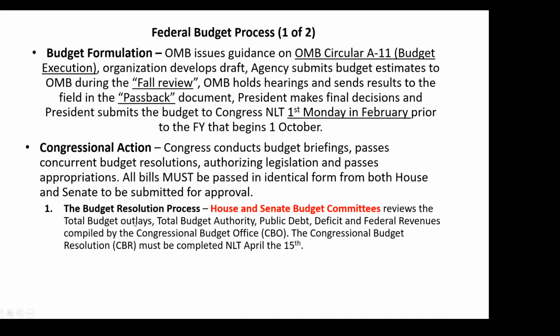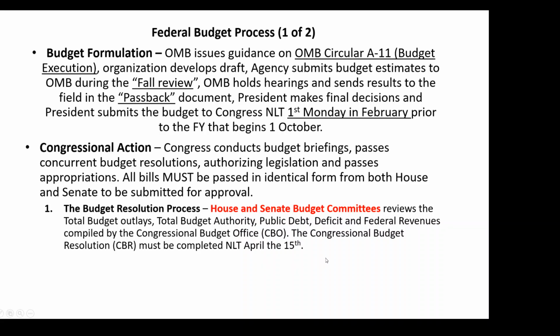They review the total outlay. How much did we spend out of our revenue, out of the Treasury? What's our total budget authority? What's our deficit? What are our expenses? All of those things are compiled by the Congressional Budget Office. They have their own budget office at Congress. The Congressional Budget Resolution process must be completed no later than April 15th.